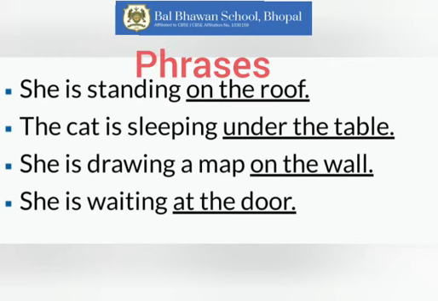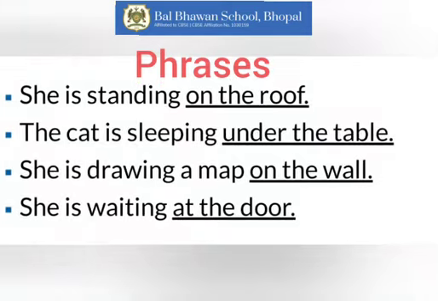Read the following exercise. The underlined part of each sentence is a phrase. She is standing on the roof. The cat is sleeping under the table. She is drawing a map on the wall. She is waiting at the door. In these sentences, on the roof, under the table, on the wall, at the door are phrases.